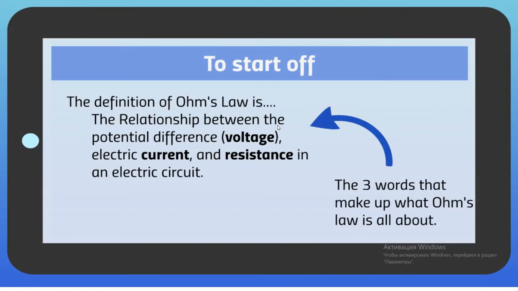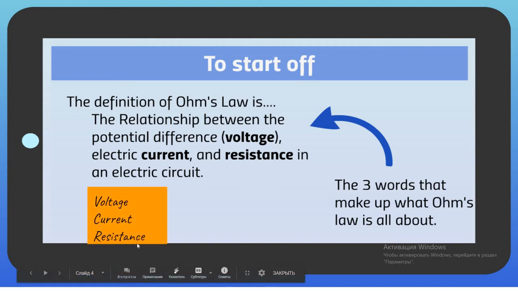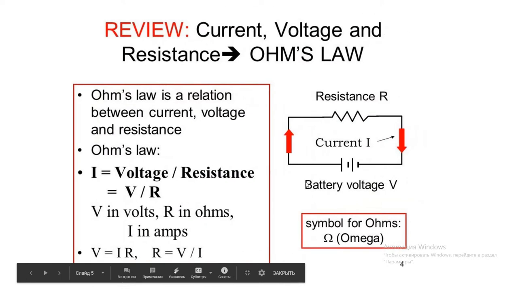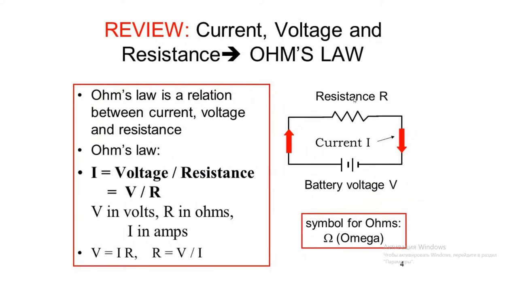The definition of Ohm's law is the relationship between the potential difference (voltage), electric current, and resistance in an electric circuit. These words make up what Ohm's law is all about: voltage, current, and resistance. So, what is resistance? Resistance is a measure of how easily charges flow through a circuit. It is measured in units called ohms.